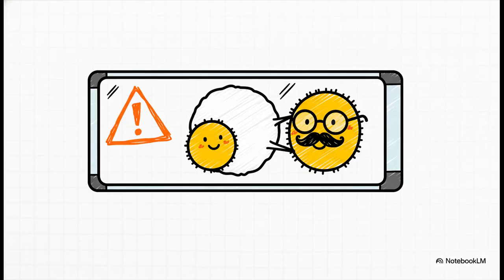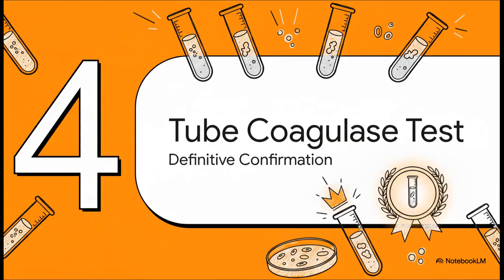Okay, but listen up. Here's a huge exam alert. And this is a really common pitfall. The slide test isn't foolproof. There are a few other coagulase-negative staph species, and the one you really need to remember is Staphylococcus lugdunensis, that can also produce this clumping factor. And that can give you a false positive result, which is exactly why any positive slide test absolutely has to be confirmed. And that, of course, brings us to our confirmatory method, the tube Coagulase test.